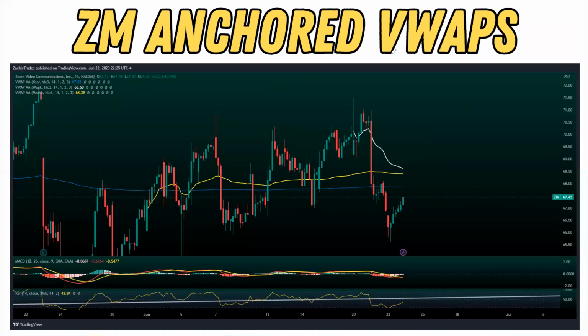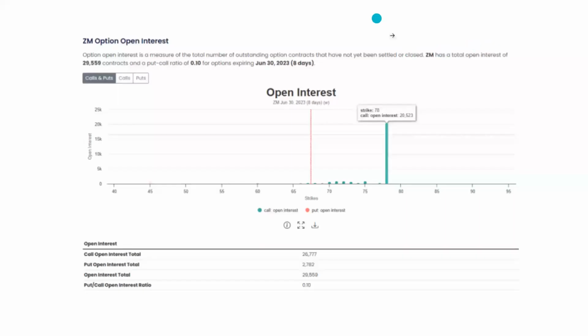Now let's dive into the gamma squeeze potential. If we take a look right here, what we have is the option expiration date of June 30th, 2023, which at the time of this recording is 8 days away. And take a look, okay? This is showing you guys the open interest of calls and puts for that time.